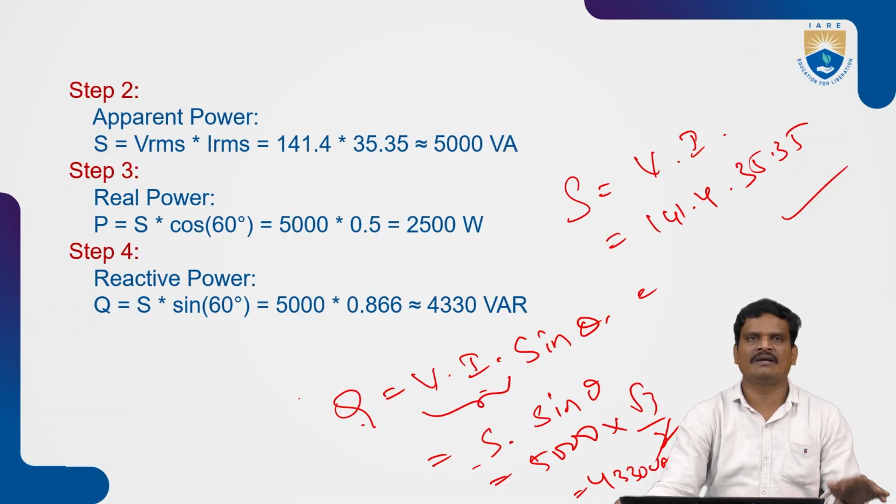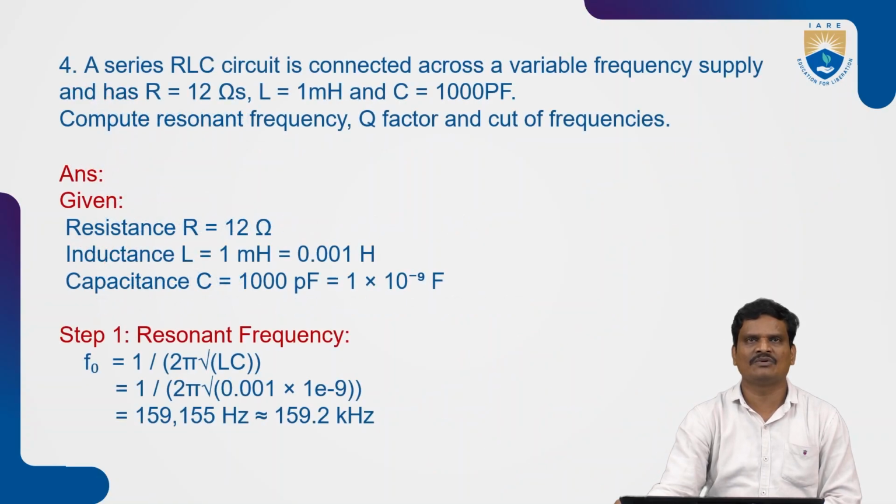You have calculated the reactive power, we have calculated the real power, and also we have calculated the apparent power of the given circuit. Now in the second question, you need to calculate the circuit constants, and that has been calculated here.